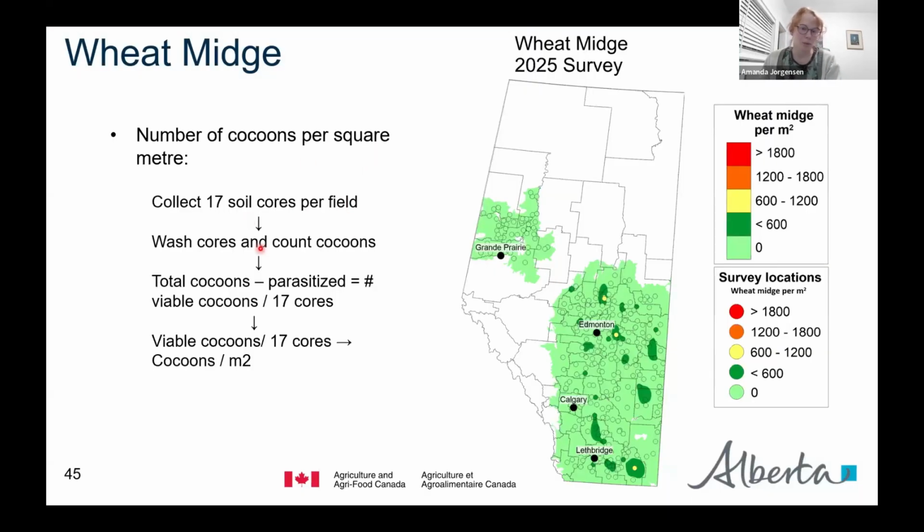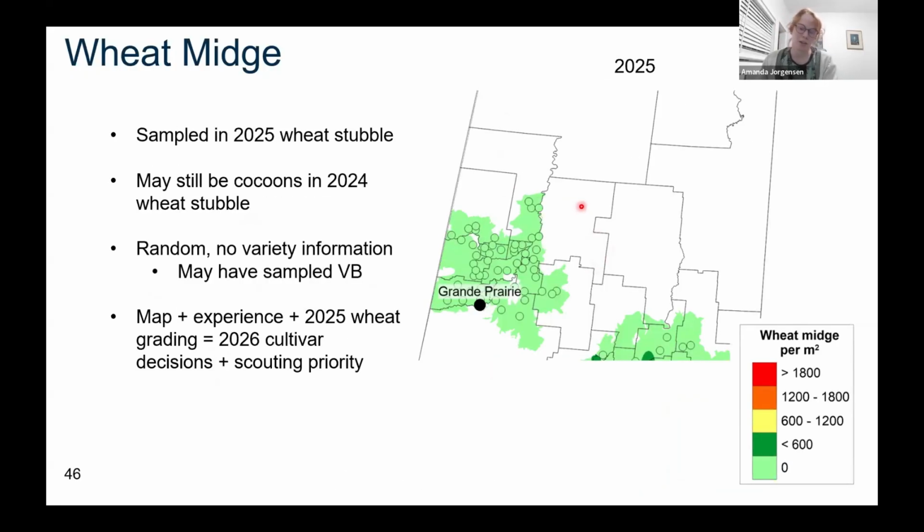So we take the results from those 17 cores and we take the number of viable wheat midge, so the number of total cocoons less the number that are parasitized is actually what is shown in the map. And we take that number per 17 cores, do a little bit of arithmetic to get that into cocoons per meter square, and that's put out on the map here. So generally we did see some increases in wheat midge, but in the Peace we saw quite a decrease, which isn't surprising considering how dry it was.